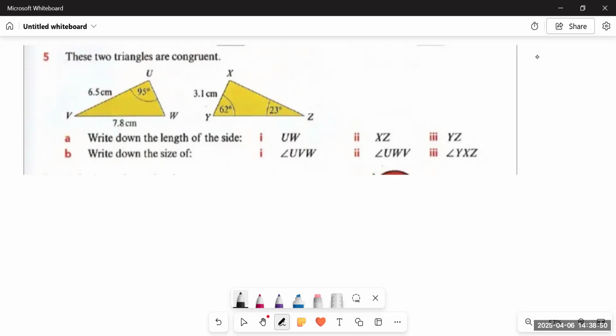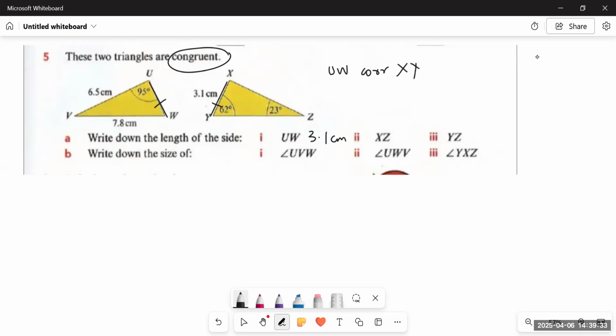So this sometimes happens, that the two figures that are congruent to each other are not given as they are, but their mirror images are given. So we have to figure out which sides correspond, and write down the length of the side UW. UW would be corresponding to YX, so it would be 3.1 centimeters, since these two sides are corresponding to each other, because they are saying these are congruent. So UW corresponds to XY. Since XY is given as 3.1 centimeters, UW would also be 3.1 centimeters.